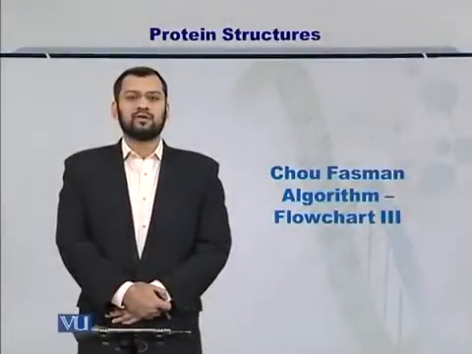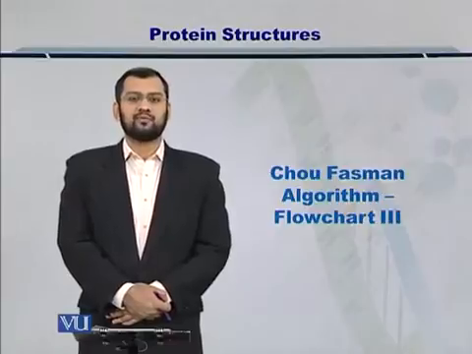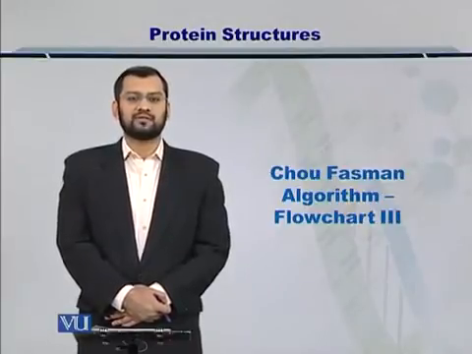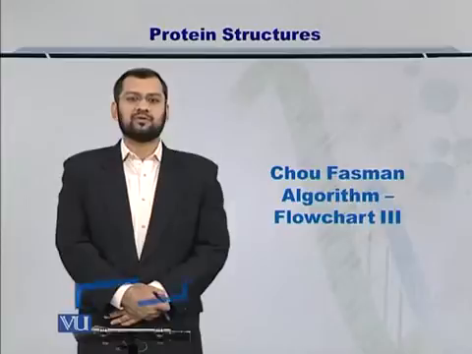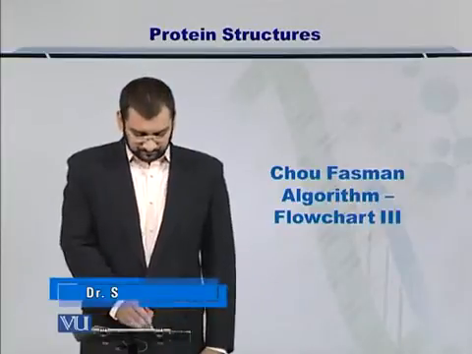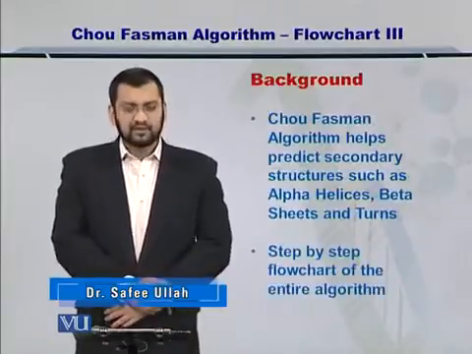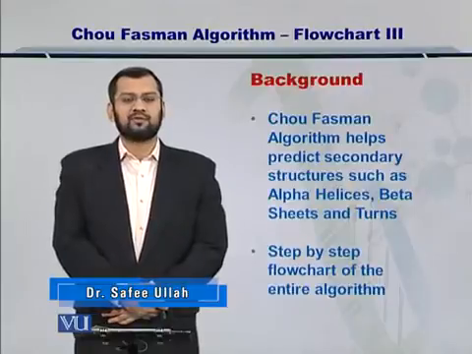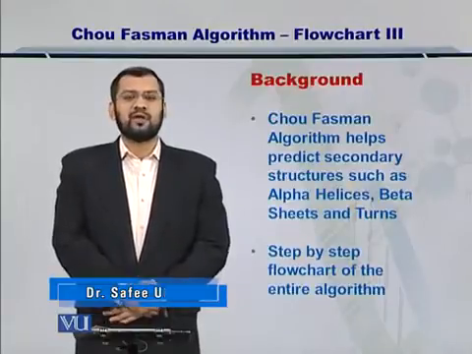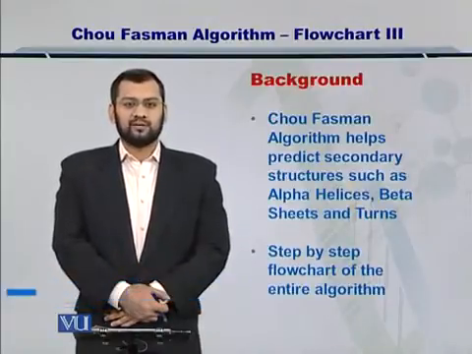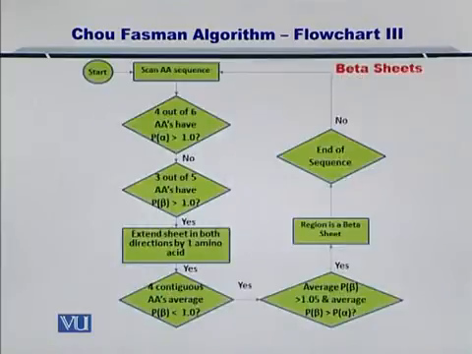Dear students, in this module we're going to complete the flowchart for the Chou-Fasman algorithm towards predicting the secondary structures using amino acid sequences of proteins. You know that the Chou-Fasman algorithm predicts the alpha helices, the beta sheets, and the beta turns as well. So I'm going to review the beta sheets and the alpha helices and their flowcharts.